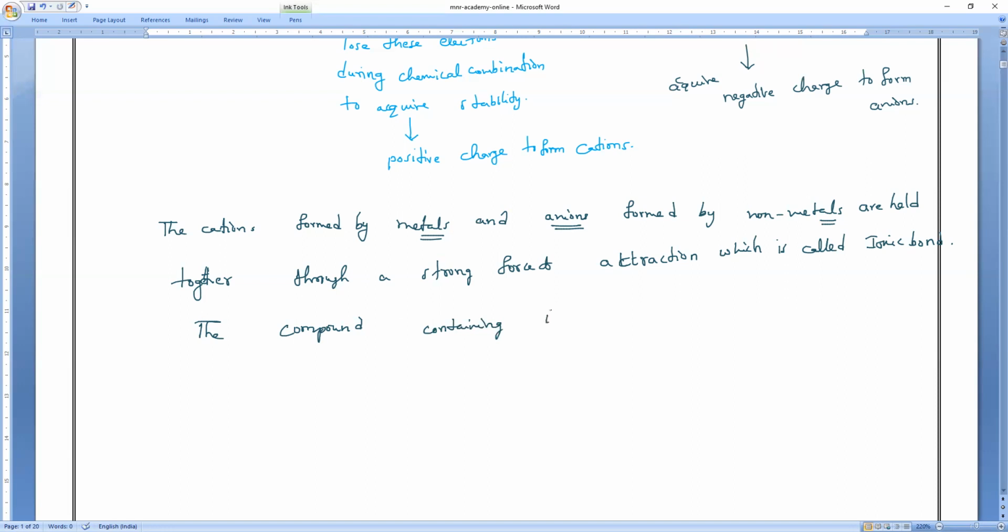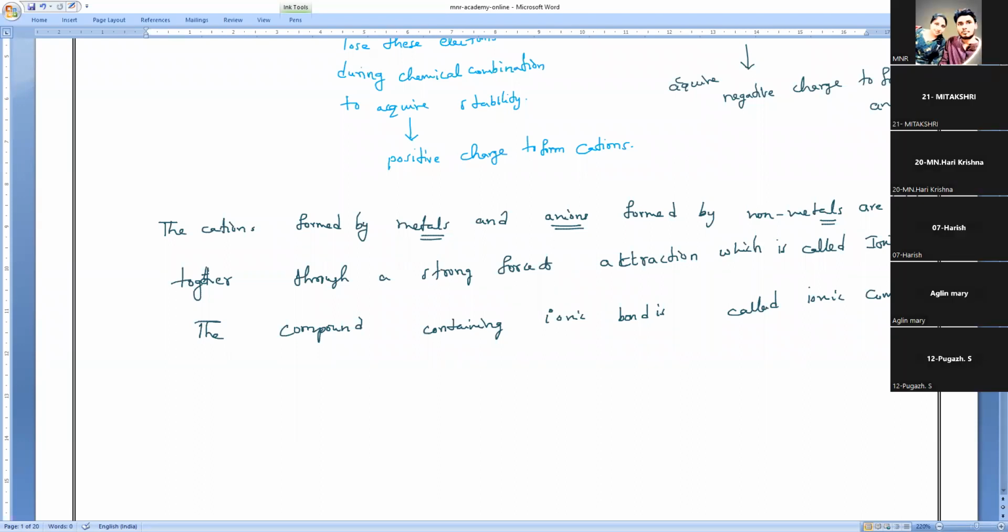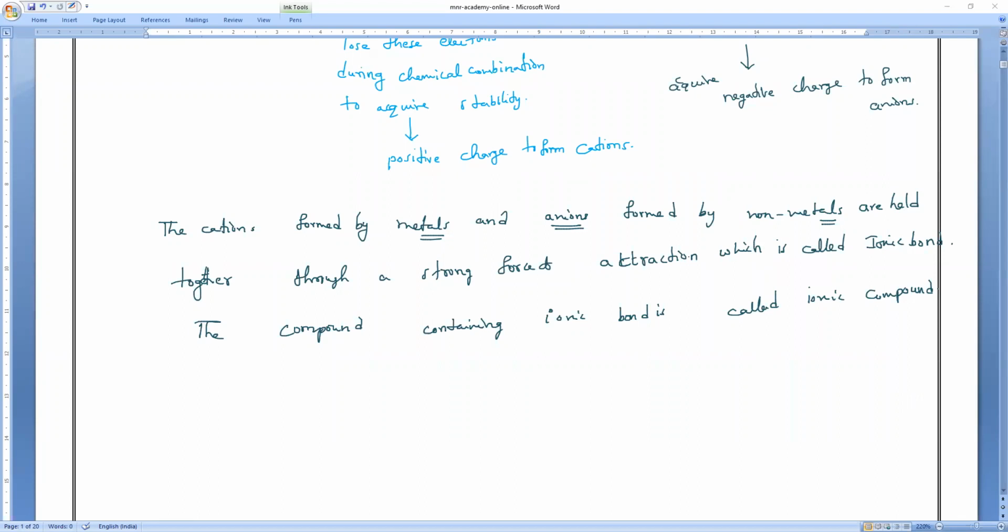The compound containing ionic bond is called ionic compound. All of it clear? Please respond. Yes, sir. Now, can you tell me how an ionic bond will form? Anybody of you? Just try to guess a definition at least according to your own understanding. How can you people define an ionic bond?